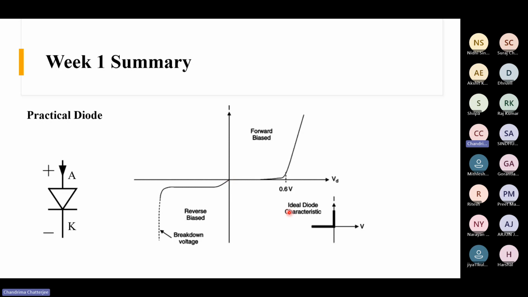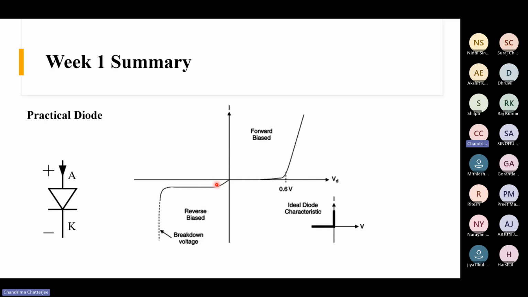For an ideal diode, it blocks precisely, like it doesn't allow any current. But as this is not an ideal diode, we are talking about a practical diode, what we usually get, so there is some non-ideality, right? Whatever current you are seeing in this region is very small. This is a leakage current, and we can neglect this value.